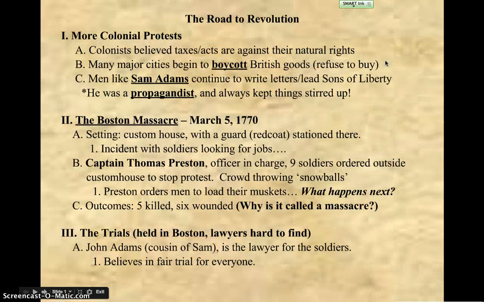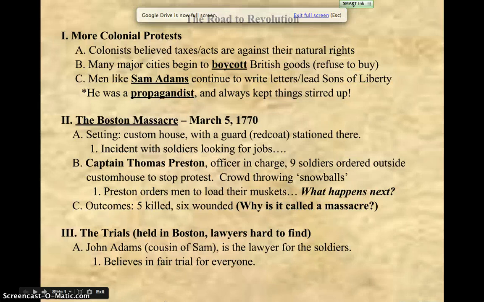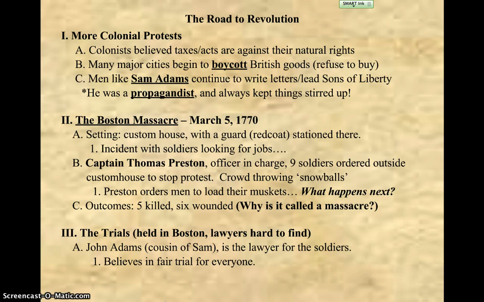We are on lecture number 2 for unit 3. We're starting with more colonial protests. We went over last time all the different things that the colonists were doing to show their displeasure with the king, and we talked about that with the King's M&M simulation the other day. This keeps going. The more taxes and acts that are happening, the more anger that the colonists have for the king. Again, they believe the taxes and acts were against their natural rights.